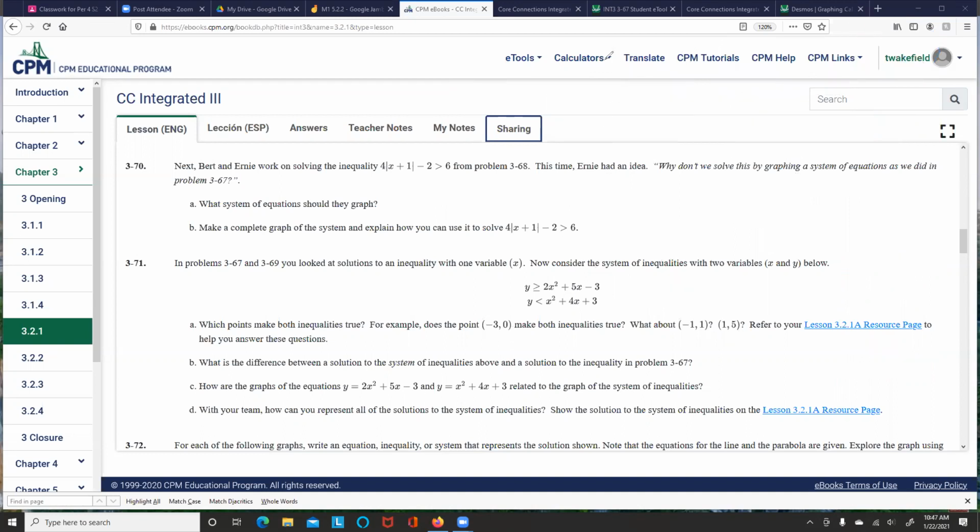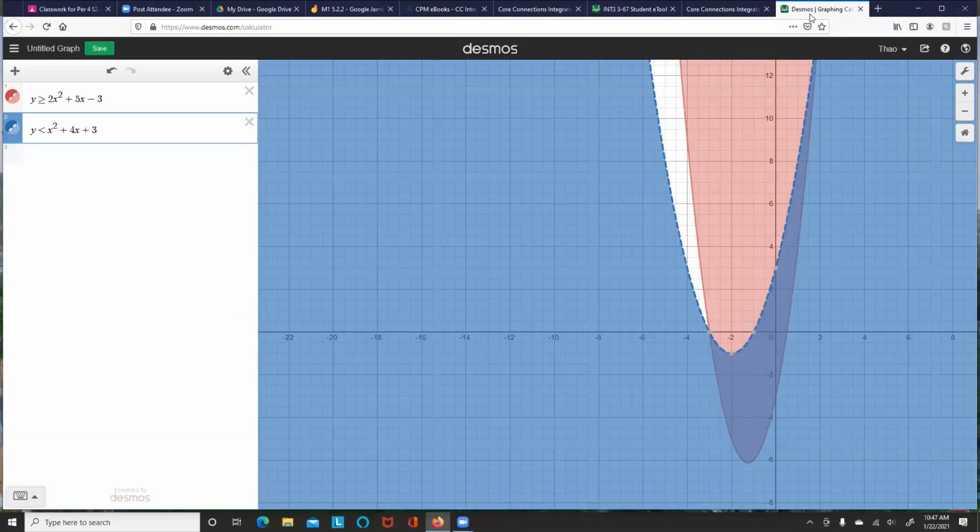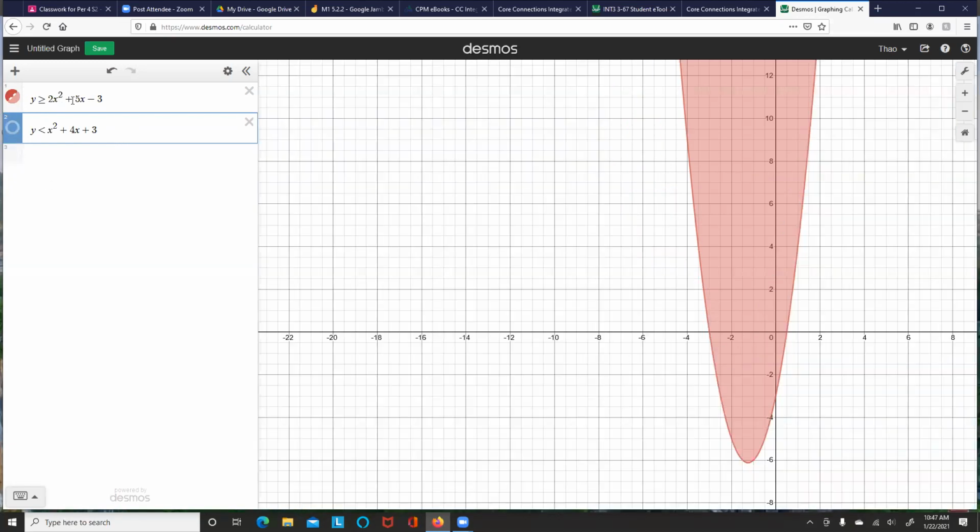I took the liberty of putting both of these in Desmos earlier, and this is what it looks like. Voila. I typed them in here, and one was greater than or equal to, so it's a solid boundary. Notice that greater than is inside, above the parabola, because down here would be below the parabola, which is less than, and up here is greater than because it's going up.